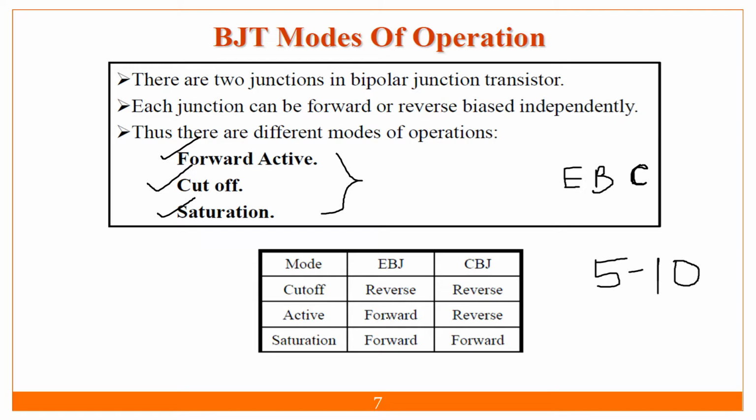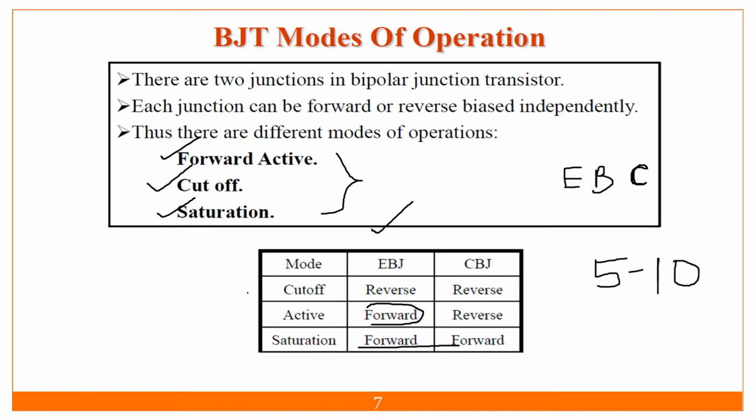And in the active region, the emitter to base is always forward bias, that is nothing but it will conduct the current. And in the collector to base junction, it is reverse bias. And in the saturation, both are in the forward bias. Okay, both are in the forward. This is a very, very important table, you can remember.